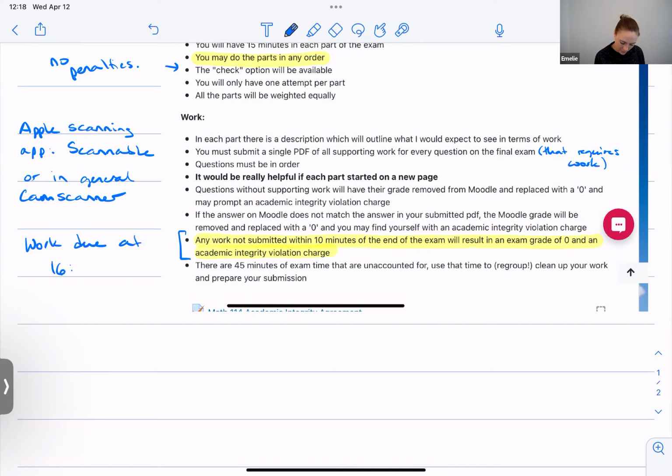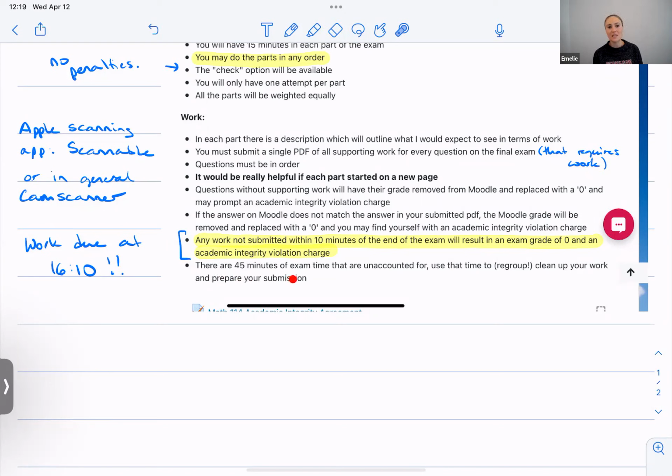Work is due at 4:10. So I do give you, in case you need to use the entire 3 hours for the final exam parts, that additional 10 minutes, and then your work is due. Scary, right?